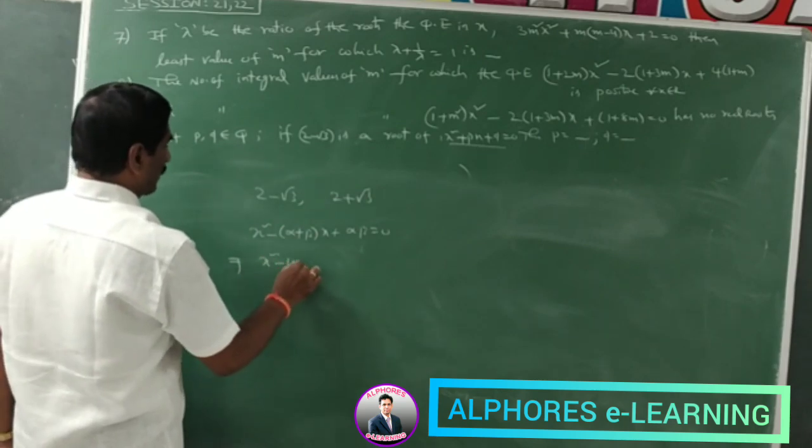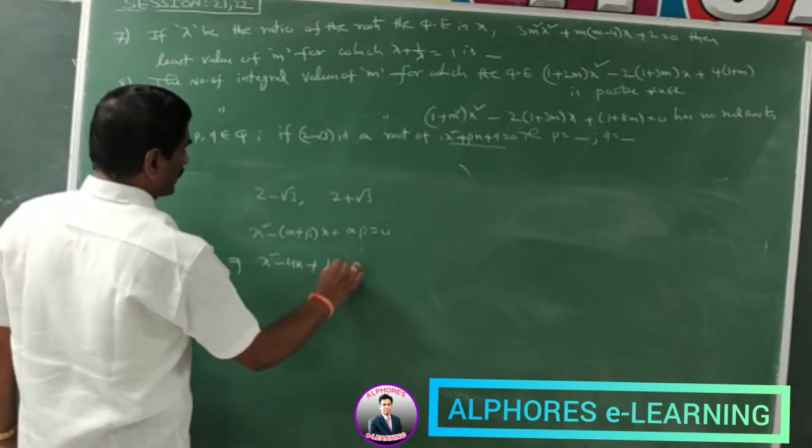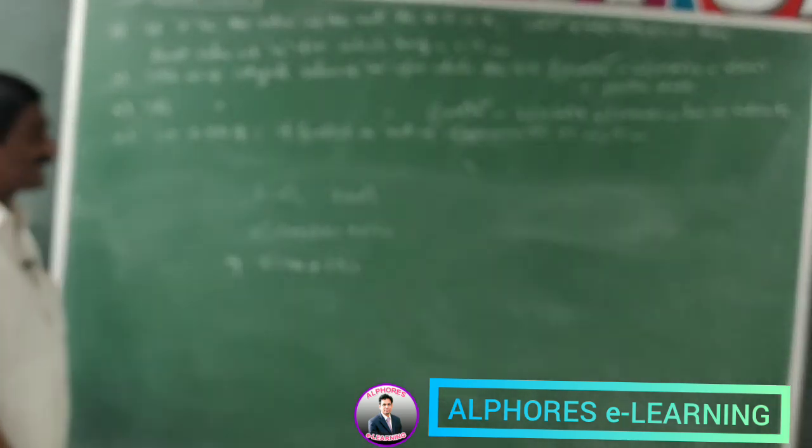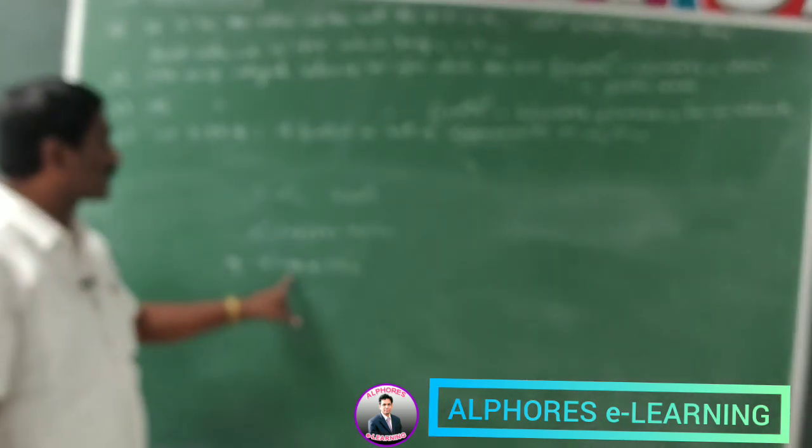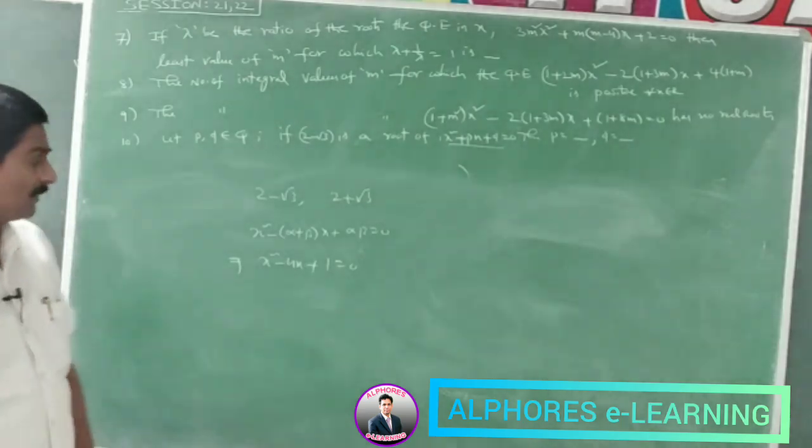x square minus 4x. (a plus b) into (a minus b) means 1. Compare this value with x square plus px plus q. We get p is equal to minus 4 and q is equal to 1. Okay. Next.